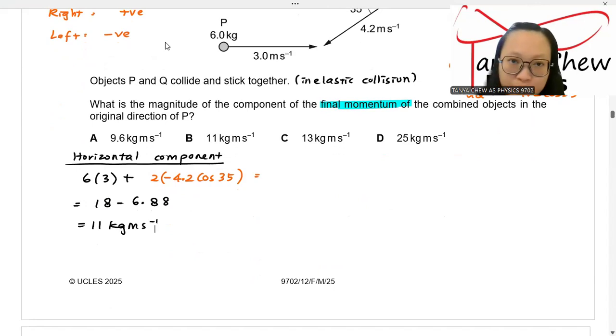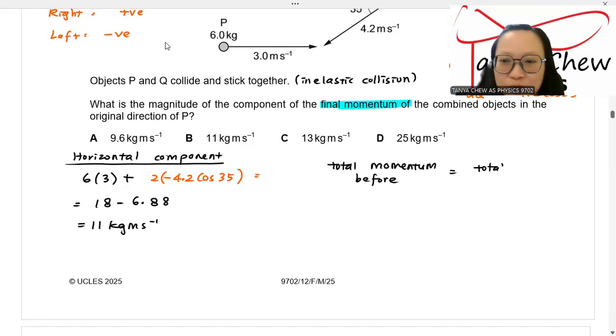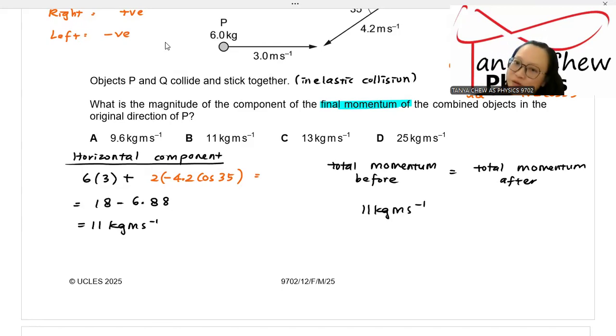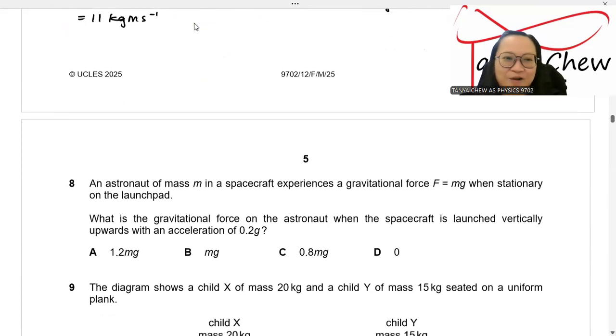One more thing I want you to remember, same goes to elastic and inelastic collision: total momentum before must always be equal to total momentum after. So the total momentum before, which I have resolved into horizontal component, 11 kilogram meter per second, must also be equal to the final momentum, or total momentum after. That is why your answer is B. No further calculation needed.